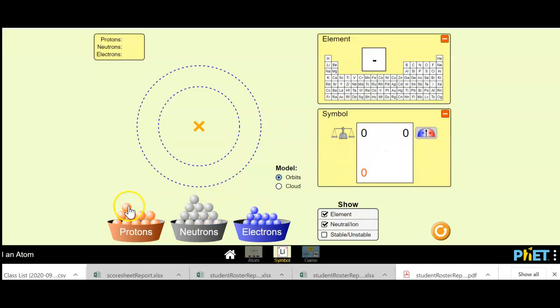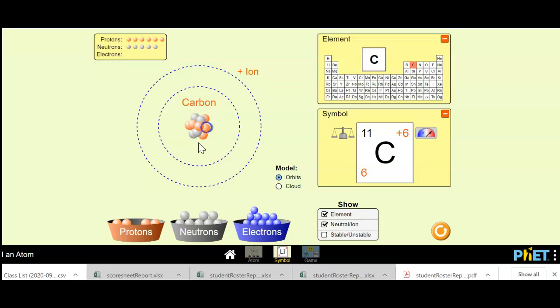Very similar. This time I'm going to go for carbon. So let's put 6 of these in here. Six protons in here. Okay, I have no neutrons, so I need to get some neutrons in there. Notice this number's changing. I can figure out and get the same number in there. And then I have a +6 charge because there's no electrons. I'm going to try to make it neutral by putting the same number of electrons in. And there we go. Again, you can show stability if you wish.